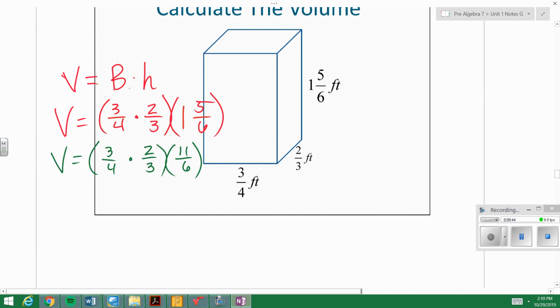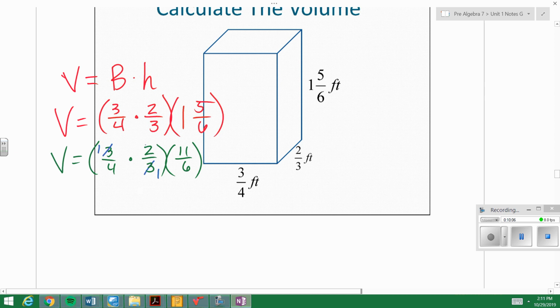So the volume is equal to the area of the base multiplied by the height for this rectangular prism. So I have to find the area of the base. If you notice, inside these parentheses, I have 3/4 times 2/3, and I have a 3 diagonal from another 3, they will cross-cancel completely, turn into a 1, turn into a 1.